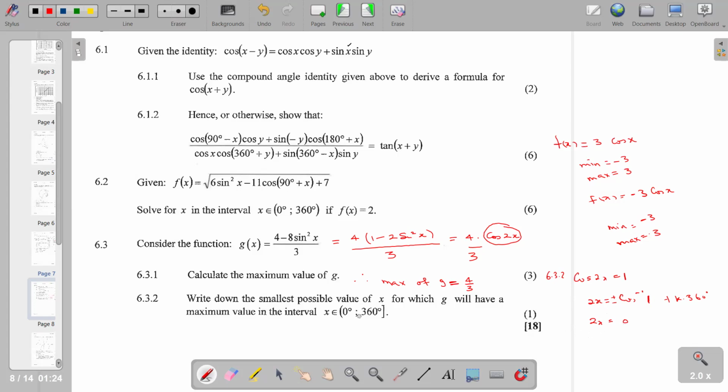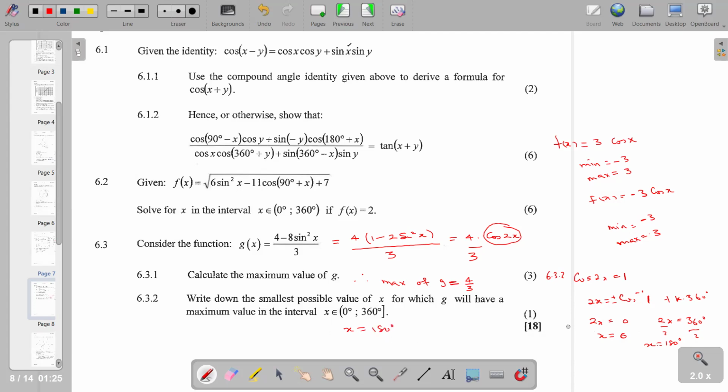They said the interval from 0 to 360. So 0, you divide it by 2, x is equal to 0. But x is excluded here. The other general solution, from 2x equal to 360 degrees, if we divide by 2 both sides, x is equal to 180 degrees. And 180 degrees lies within the range.